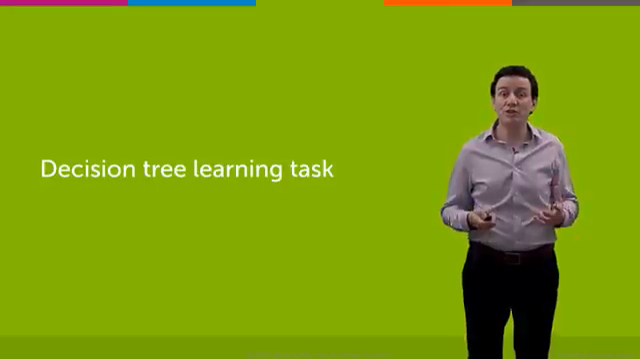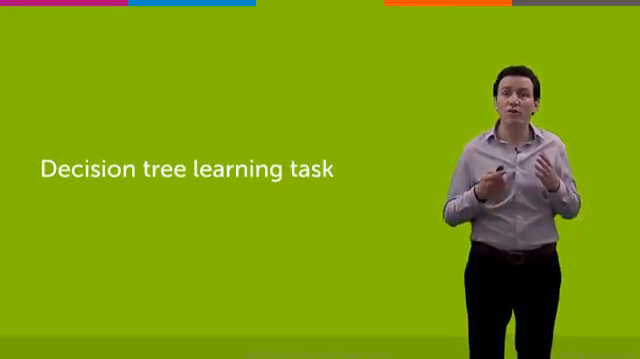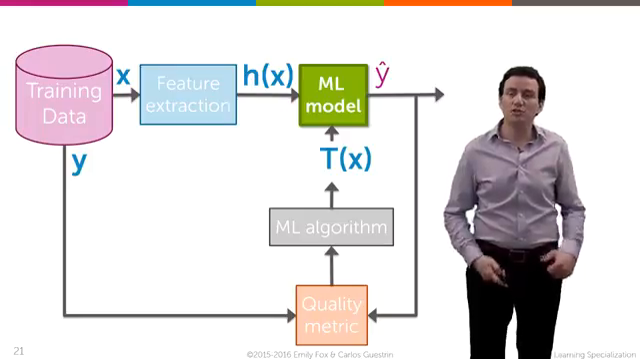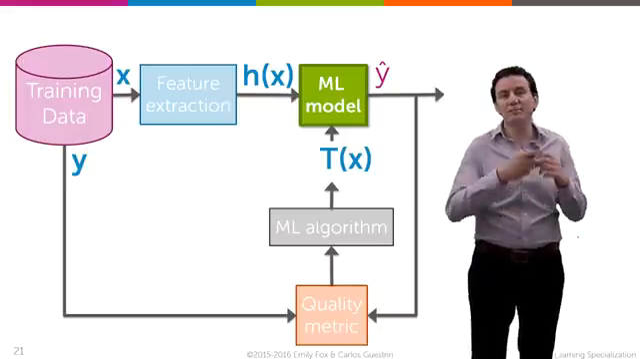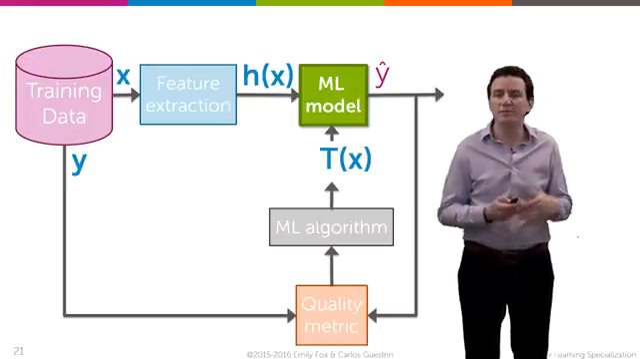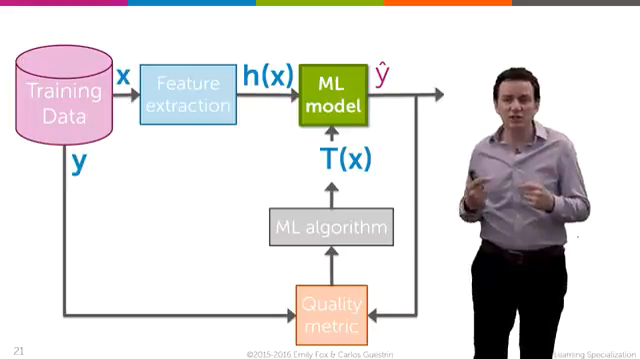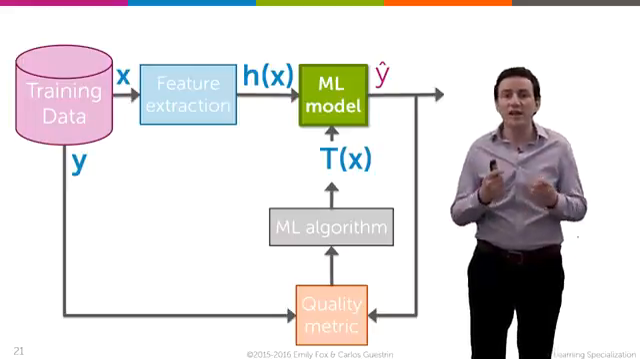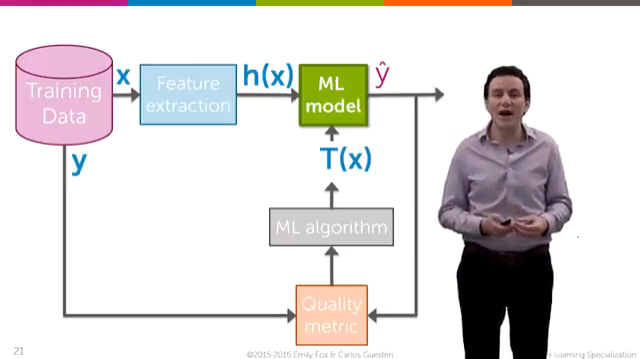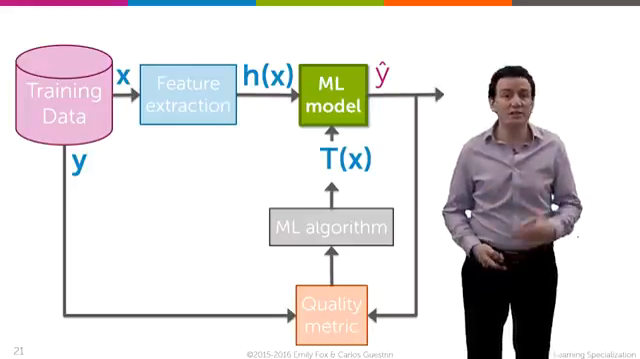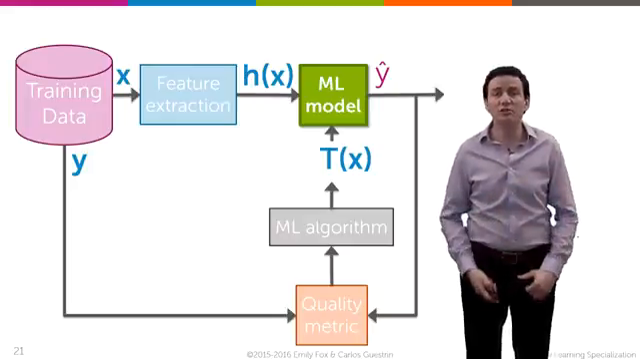Let's now explore in more depth that learning task of learning a decision tree. So just like before, we're given a set of training data and we extract some features from it, and then we're going to take this decision tree model, T of x, and use it to predict y hat. So let's explore the T of x in a little bit more detail and discuss what the learning process might look like here.